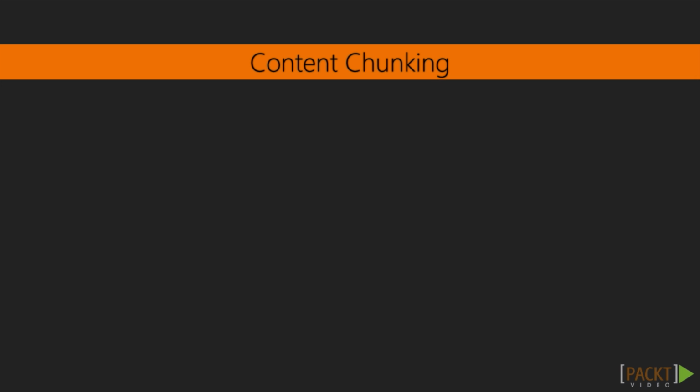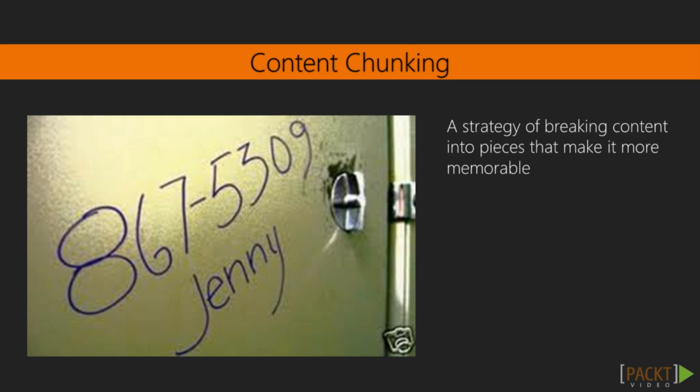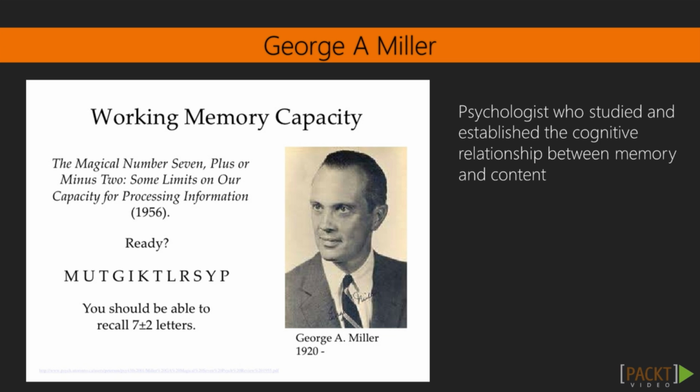A way to consider to help your users and design your content is to consider using content chunking. Content chunking is a strategy of breaking up content into shorter, bite-sized pieces that are more manageable and easier to remember. The chunking concept was created by Harvard psychologist George A. Miller in 1956. Miller said that short-term memory could only hold 5 to 9 chunks of information.